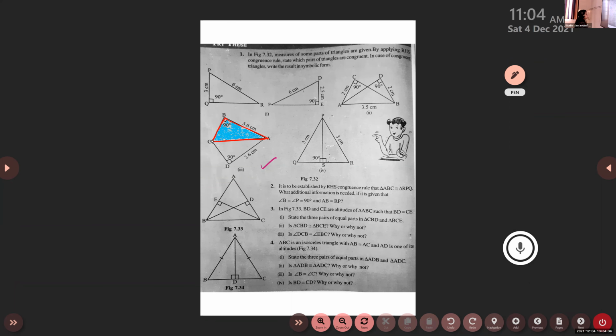Okay. Then tell me which are the congruent parts, which are the equal parts of the two triangles. It's given there, no? Check the measurements. Yes, BA. Okay, BA is equal to? BA of this triangle is congruent to which part of this triangle? DA. Okay, good. Then next.